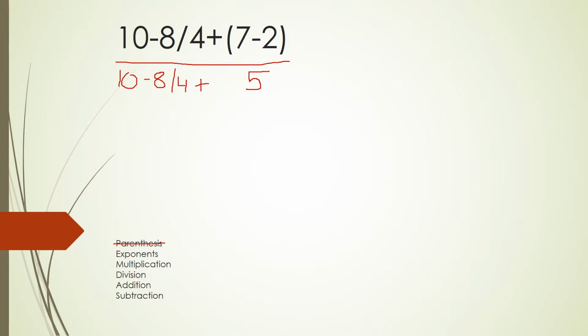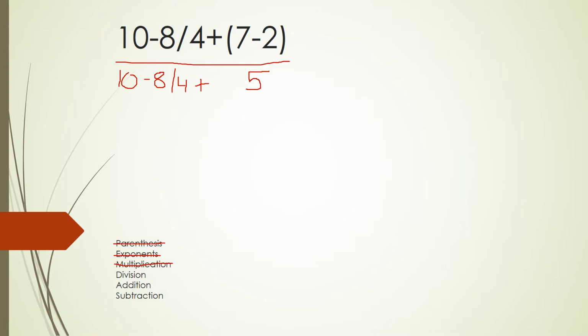Now we do not have any exponents, so we can just cross that out. That's done with. Next thing that we need to do is multiplication. Now looking at our equation, we do not have anything to multiply. Okay, so this is a step that we can opt out. We can cross it out. There's nothing for us to do in regards to multiplication.